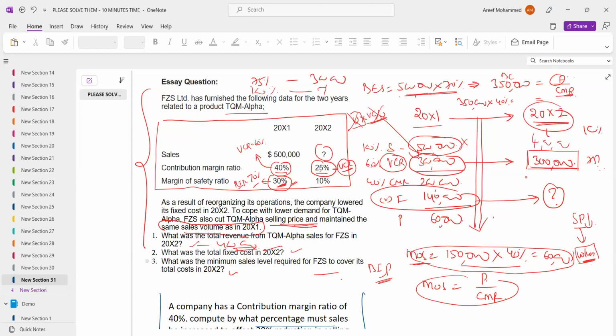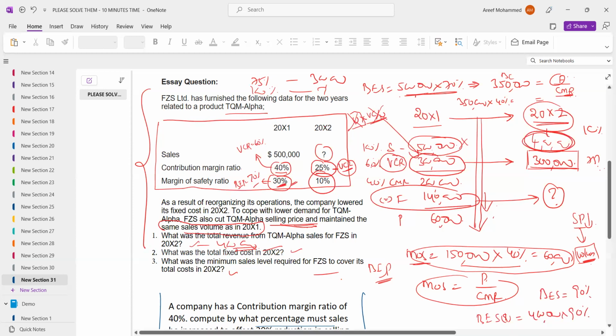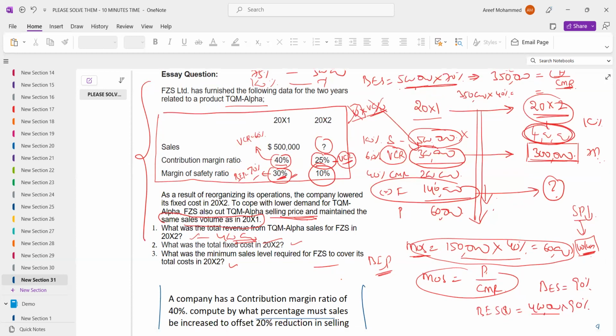What was the fixed cost? Because they told fixed cost is also decreased. How to calculate fixed cost? We know that margin of safety is 10%. What is the break-even sales percentage? If margin of safety is 10%, break-even sales is 90%. What is our total sales? 400,000. So therefore, break-even sales in dollar value is how much?